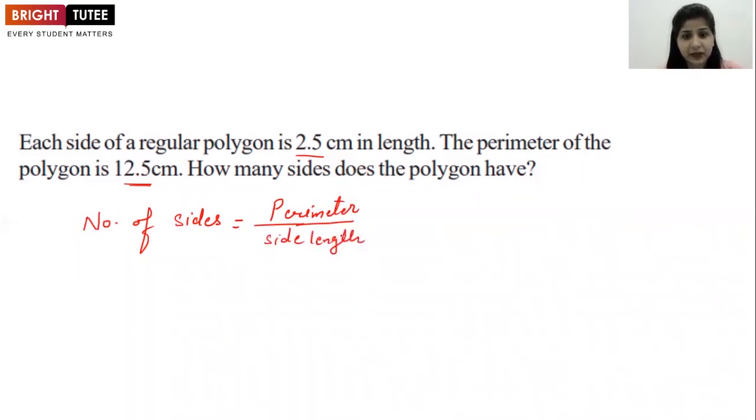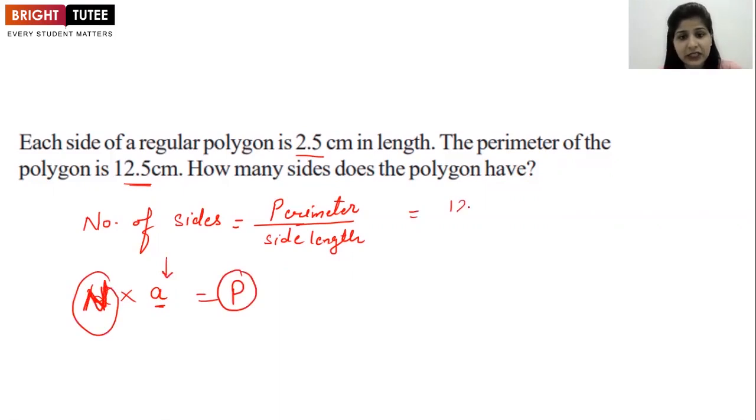Why are we doing this? Just see, if I have to find the perimeter of a regular polygon, I multiply the measurement of the side with the number of sides. So this gives me the perimeter. So how will the number of sides be calculated? Perimeter divided by the side length.